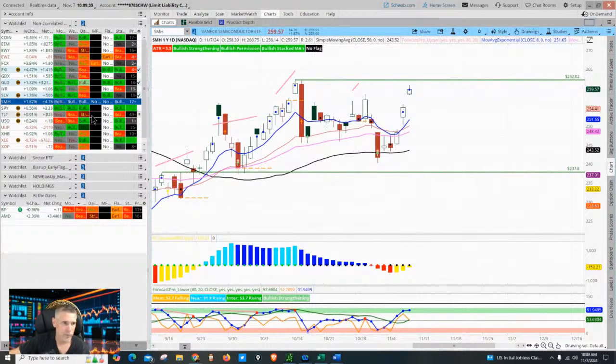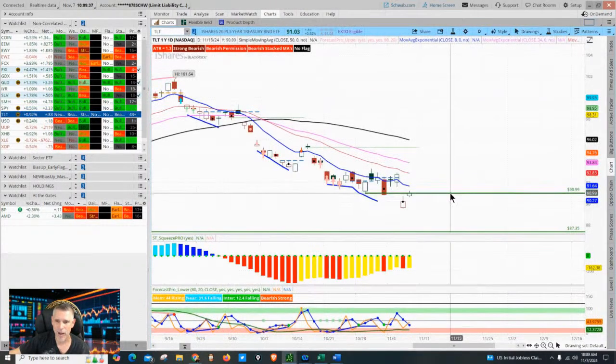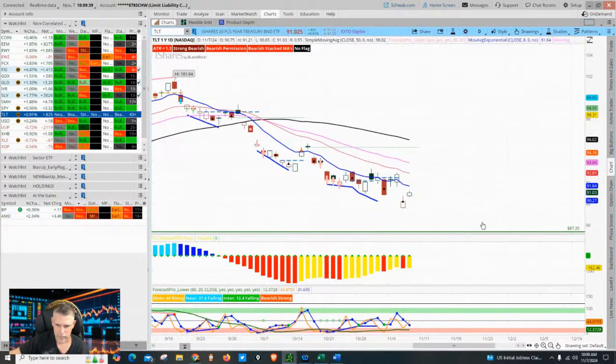So TLT bias down. Look at this one. This is a bear flag. But honestly, I don't really like all these gaps. I'm sorry. This, to me, was a picture-perfect bear flag. Y'all see it? I ain't messing with that. No setup for me.